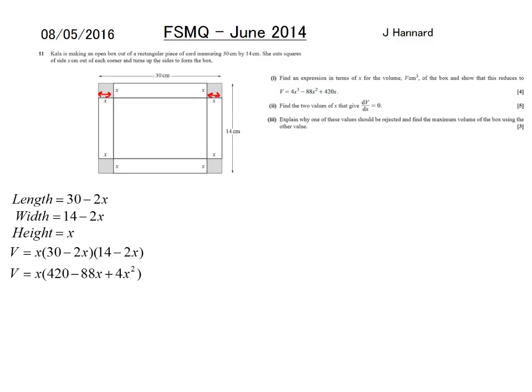Expand the brackets and you get that. Expand again and you get that, which is what the examiner wanted you to get. Fair enough, it's in a little bit of a different form, but you can switcheroo that round and get what the examiner had. So 4 marks there. Part 2, find the values of x that give dV/dx equals 0.